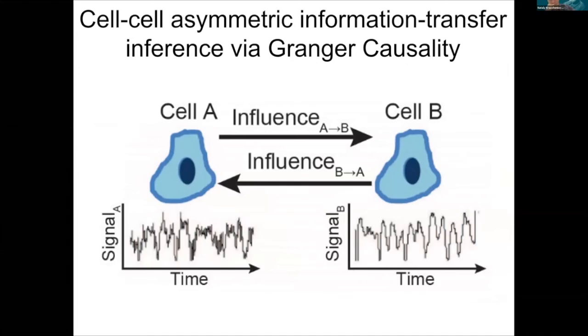As I mentioned earlier, we wanted to review the underlying network between the cells, and we think the cells are not influencing each other symmetrically, but asymmetrically. And to quantify that, we use Granger Causality between the time series of individual cells. So this allows us to construct a directed graph that represents the monolayer that we study.